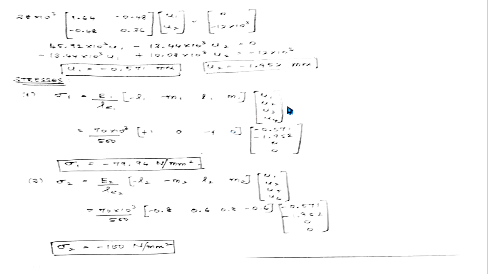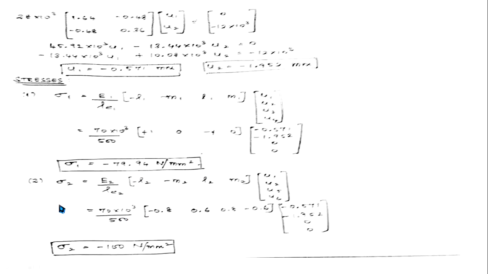Element 1 is related to node 1 and node 2, hence you have U1, U2, U3, U4. All the values are known. Substitute and multiply. This is 1 cross 4 and this is 4 cross 1. If you multiply, you will have a 1 cross 1 element, that is only a single element. That is minus 79.94 Newton per mm square.